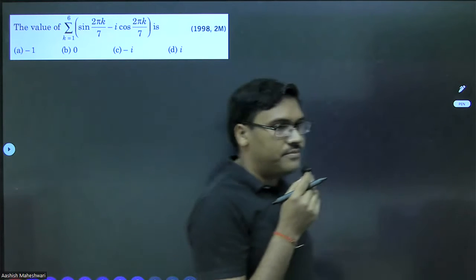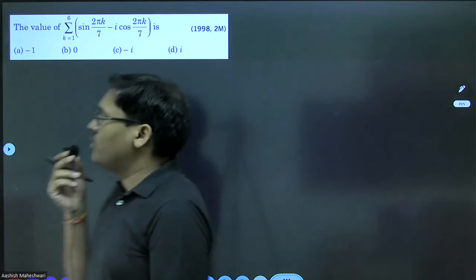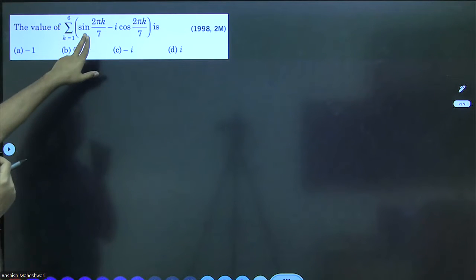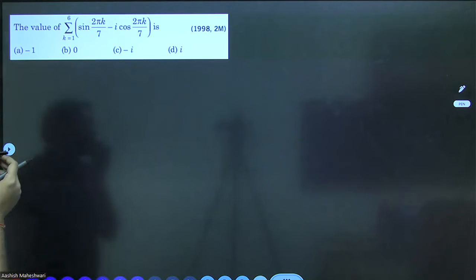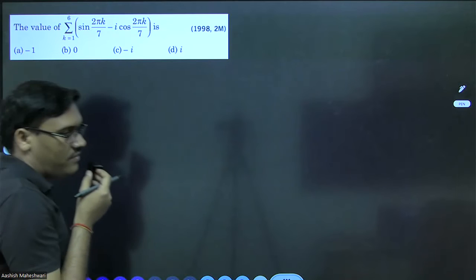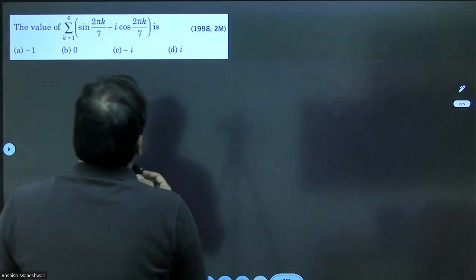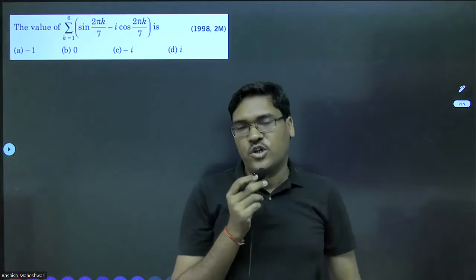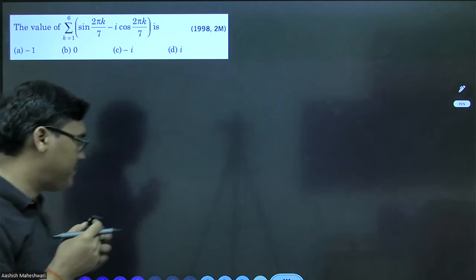Now, the next question. We have to find the value of this expression: the sum from k equals 1 to 6 of sine 2k pi by 7 minus iota cos 2k pi by 7. What is this value? You have to find, where k is equal to 1 to 6. Now, you can solve this question without complex numbers by using simple trigonometry, or you can use the concept of complex numbers. I'll give you both the methods.